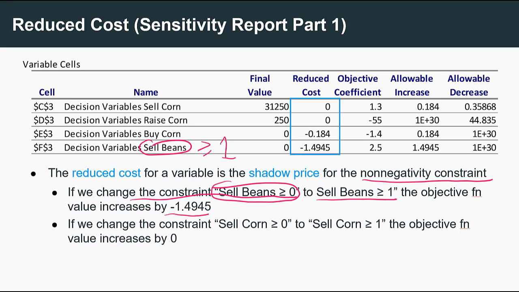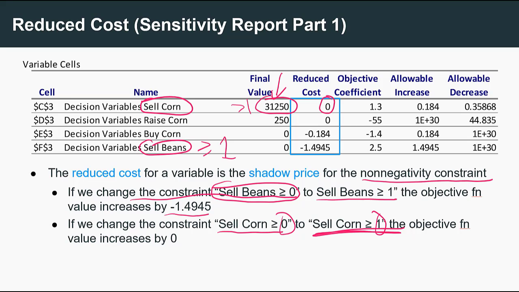1.4945. However, for the variables, for example, here cell corn, the optimal solution is already greater than 0. Then if you change the non-negative constraint from greater or equal to 0 to greater or equal to 1, there will not be any change to the objective function value. Why is that? It's because if you look at the optimal solution, this solution is already greater than 1, so adding this constraint is not changing anything. So that's why its reduced cost is 0.